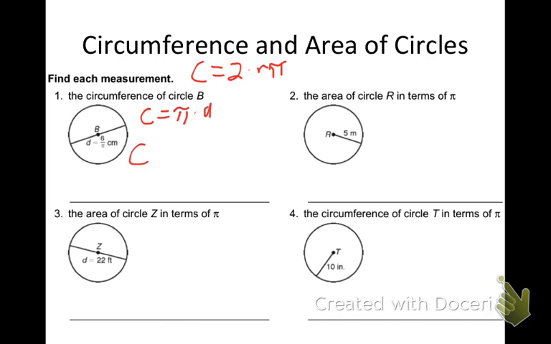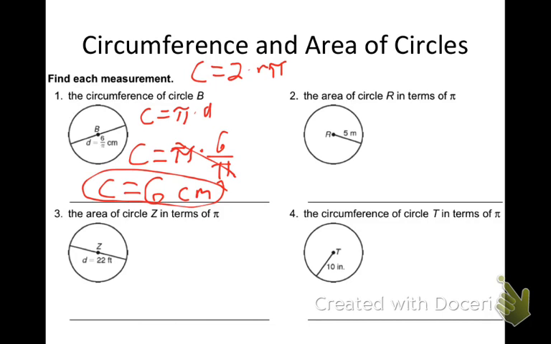Yep. So c equals pi times 6 over pi. Why is it 6 over pi? Well, because that was my diameter. Now I want to simplify. What happens to my pi's here? They cancel, and I'm left with circumference is what? 6 centimeters. Yeah, kind of a unique problem. There's no pi in my answer there because, well, the pi is canceled out.